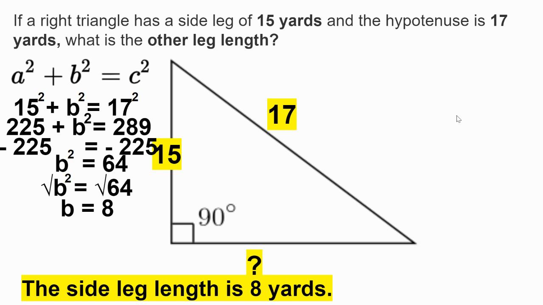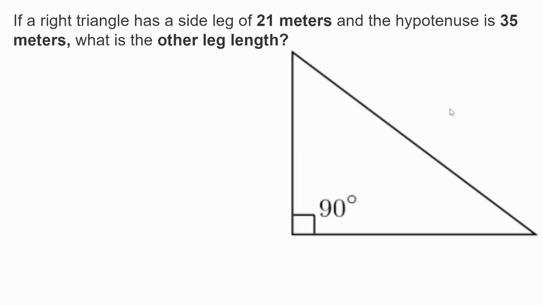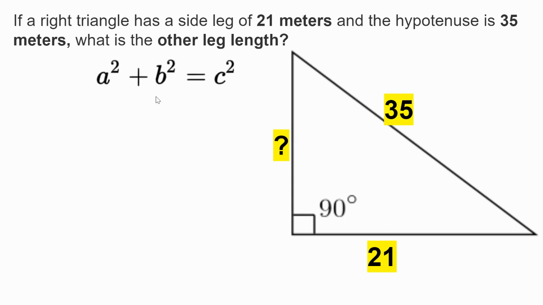All right, we'll do one more example, and then you guys can get ready to practice on your own. If a right triangle has a side length of 21 meters and the hypotenuse is 35 meters, what is the other leg length? So notice I put the question mark over here. That's fine. These are the different legs. Here's our hypotenuse, as long as we're keeping them on the right side. Here's our formula, a squared plus b squared equals c squared.